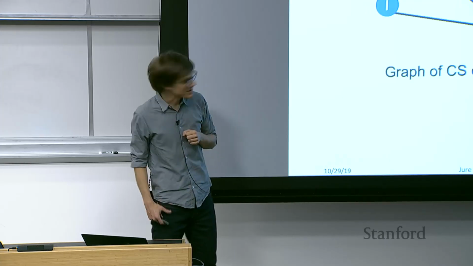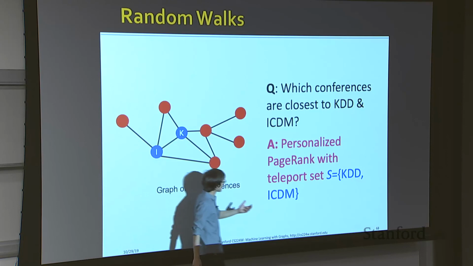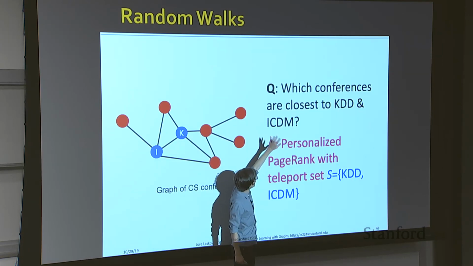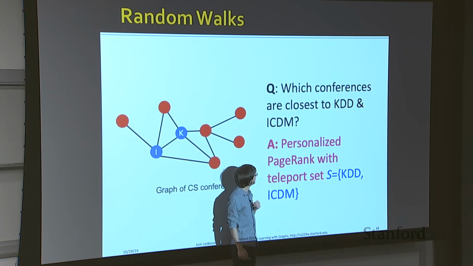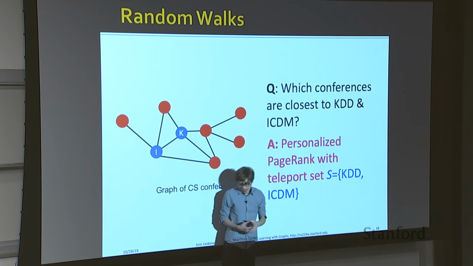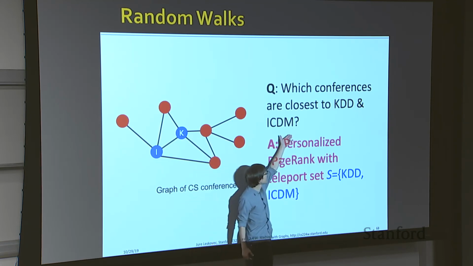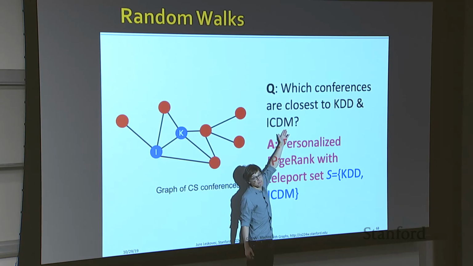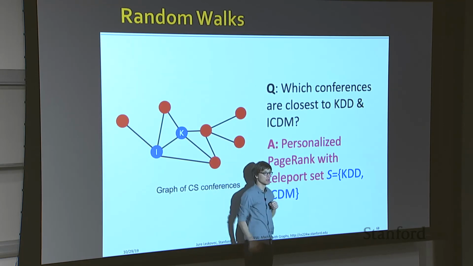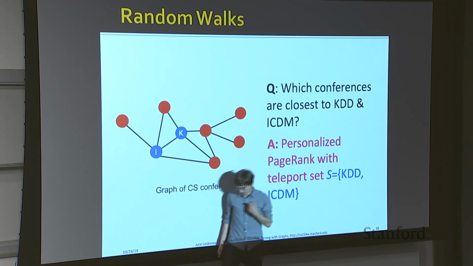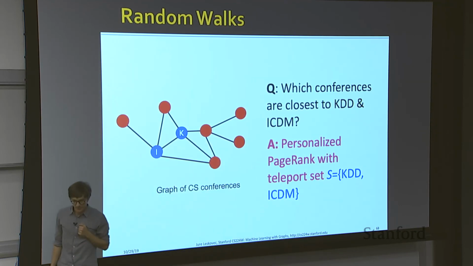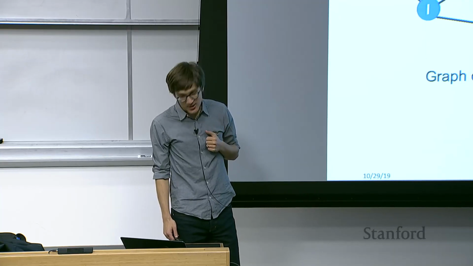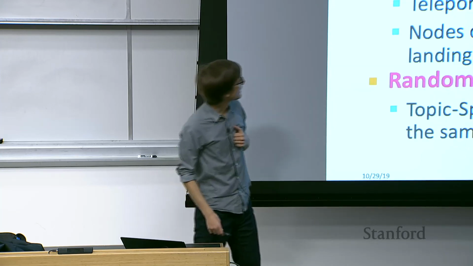To show you an example, given my graph, I asked what the closest conferences to ICDM are. I can also ask more complex queries. I can ask, what are the closest conferences to KDD and ICDM? So I can use multiple starting points to answer the query. And this is essentially what I wanted to say.